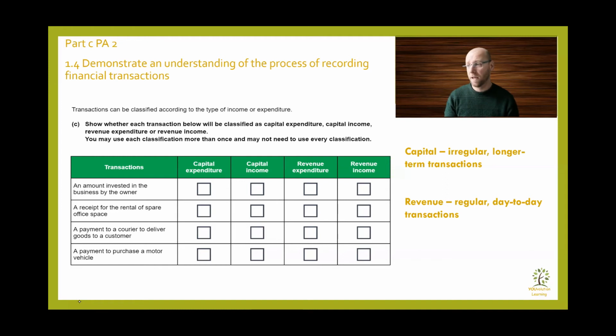spare office space, a payment to a courier to deliver goods to a customer, or a payment to purchase a motor vehicle. Now, when we look at this, there's a few of the words in here that we use straight away that tell us whether it's going to be income or expenditure. So if it says a receipt, that's going to be income. If it says a payment or purchased, that's going to be an expenditure.